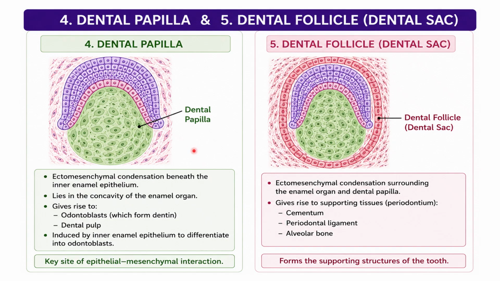So coming to the dental papilla, it is the ectomesenchymal condensation beneath the inner enamel epithelium and it is the key site for the epithelial and mesenchymal interaction. So the dental follicle or the dental sac is the ectomesenchymal condensation which surrounds the enamel organ and the dental papilla and it forms the supporting structures of the tooth.